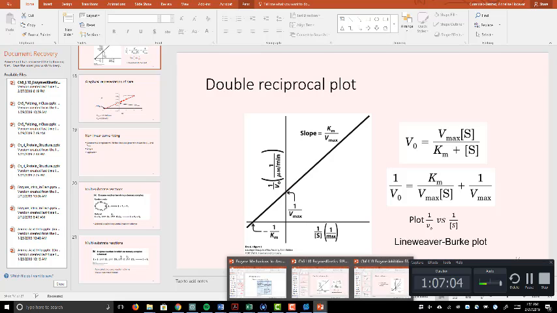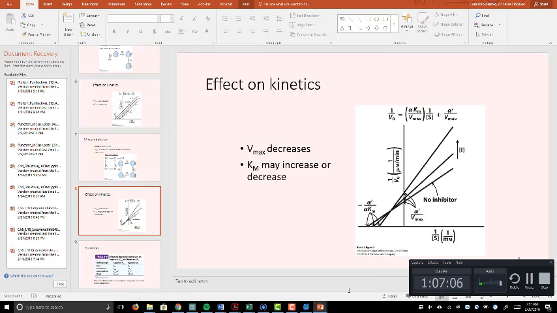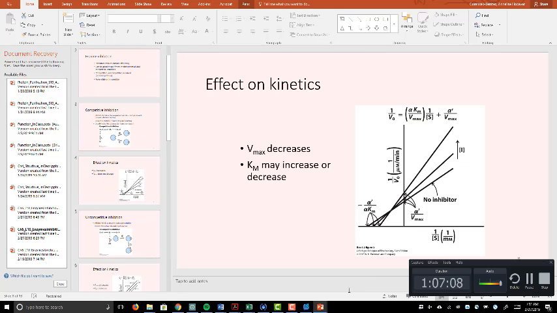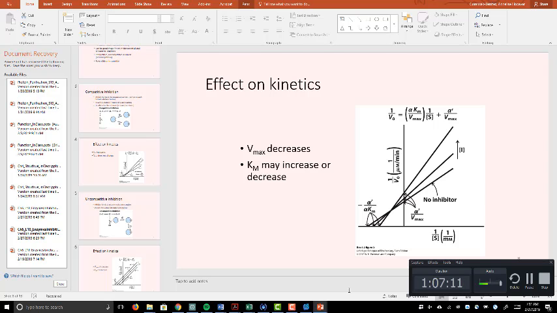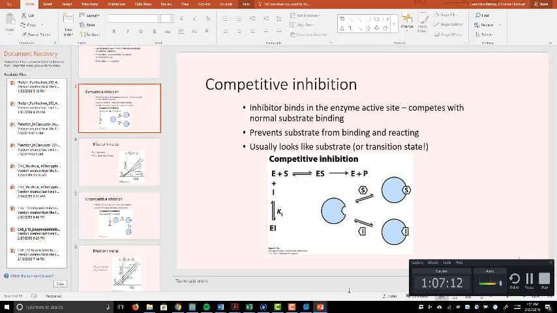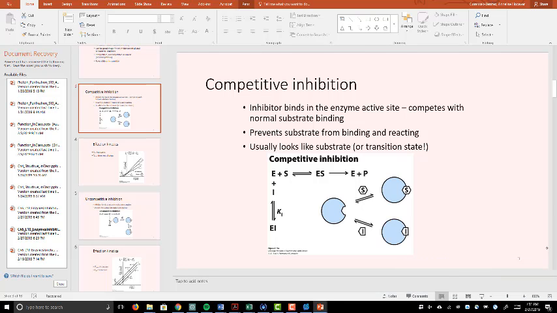The analogy that helps me compartmentalize competitive inhibition is actually thinking about a binding protein rather than an enzyme. So what's the difference between a binding protein and an enzyme? What's the main difference? I was going to say, I know we talked about it, Paige, but I don't want to put you on the spot.